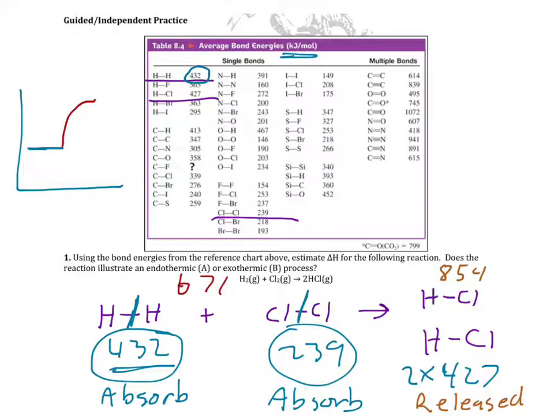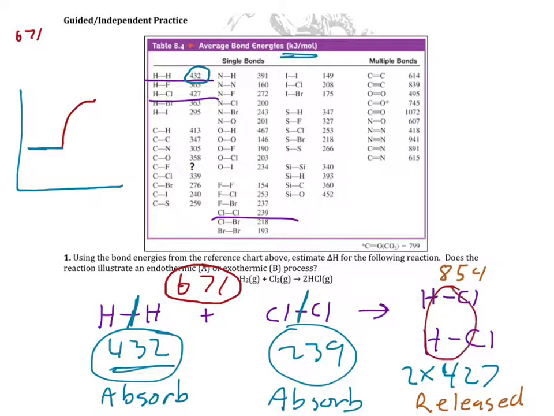And so what I've done is I've added these two numbers together because both of these bonds are breaking when the reaction's occurring. And the total amount of energy being absorbed to break those bonds is 671. This part right here is 671. Keep that in mind there.